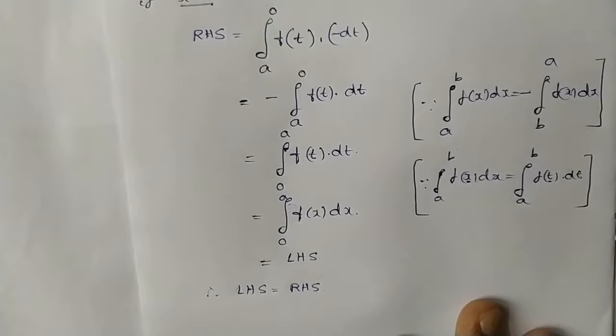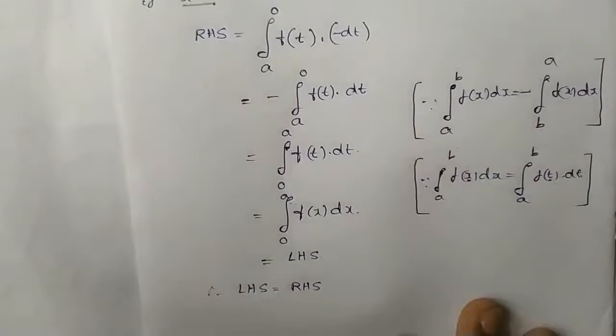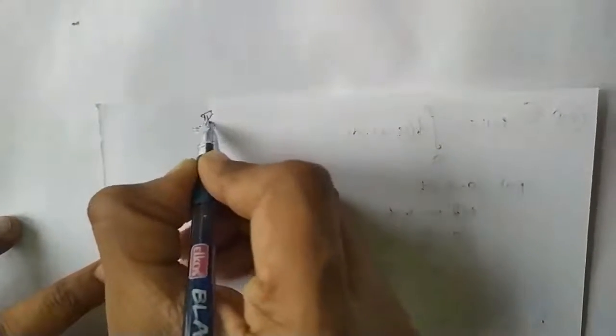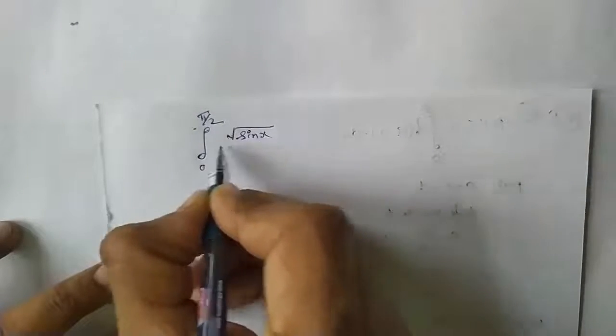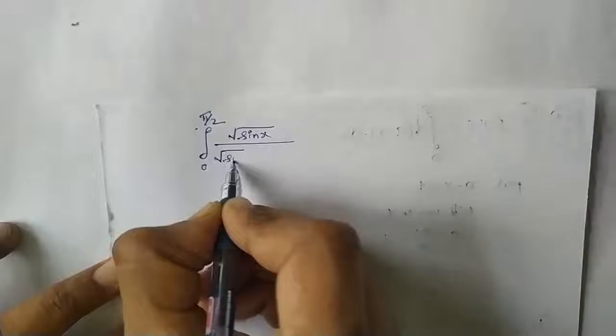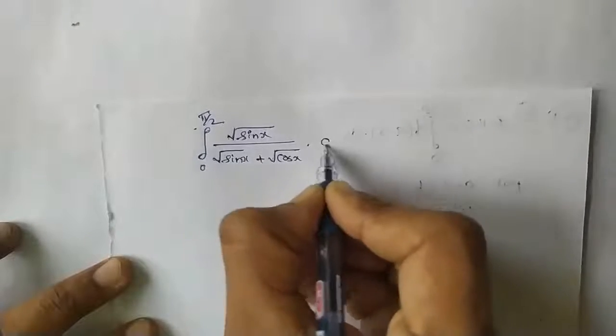Better you switch over to the LPP. That is far better than these properties. Okay, we will have one more problem. Let us solve. A linked question is given: integration of 0 to pi by 2 of square root of sin x divided by root sin x plus root cos x dx. This problem we have to solve by using the property.